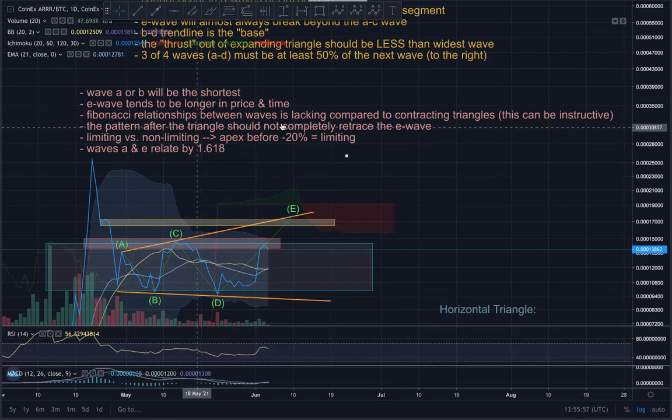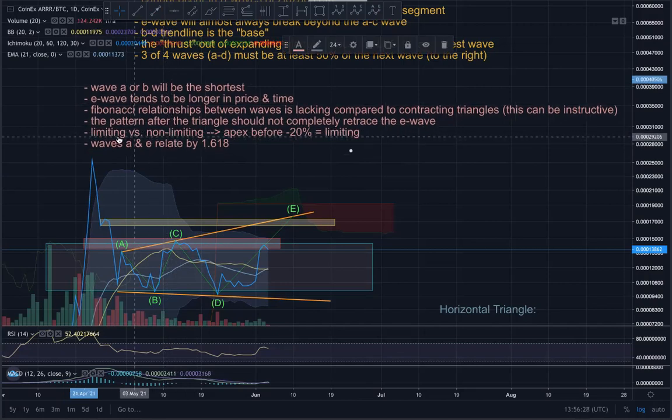The pattern after the triangle should not completely retrace the E wave, meaning, yay, if we have a pattern after this, well, this whole E wave will not be retraced. So that's good to know. That could tell us very instructively that we've hit a very nice bottom of this correction down at the 9,600 Satoshi level, 10,000 Satoshi level. Hooray, awesome.